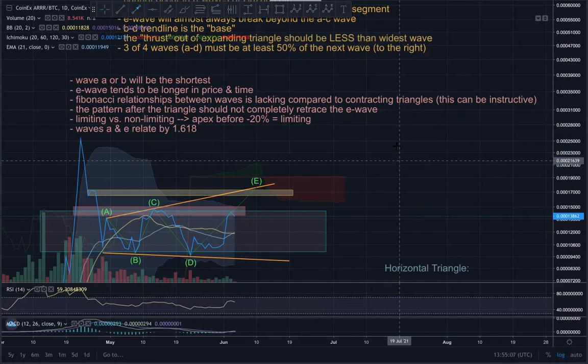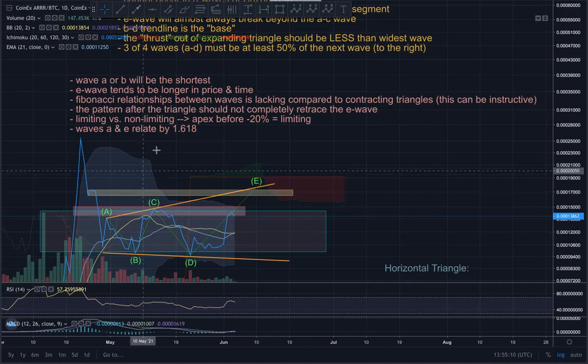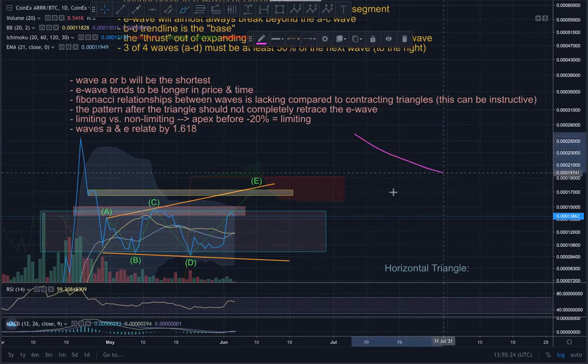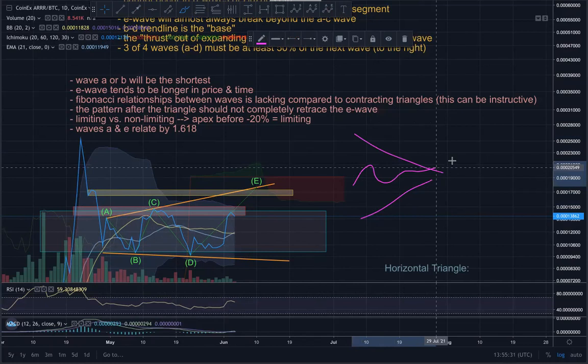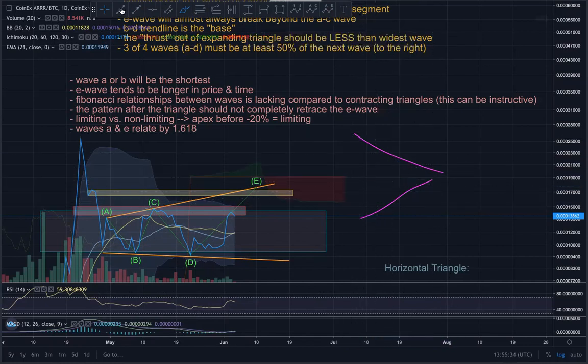Wave A or B will be the shortest. True. You see wave A, shortest. Wave E tends to be longer in price and time. We already talked about that. The Fibonacci relationships between waves is lacking compared to contracting triangles. So you remember a contracting triangle was a triangle that looks like that, and the price is going in it this way and moving this way, right? Okay, so this is an expanding triangle, and the Fibonacci relationships are lacking. All right, and that can be instructive because if you do some work and you find a lot of Fibonacci relationships, then maybe you're saying, okay, well, too many Fibonacci relationships here, can't really make this a triangle. So if you want me to go through that, we can. I'm not going to do that in this video.